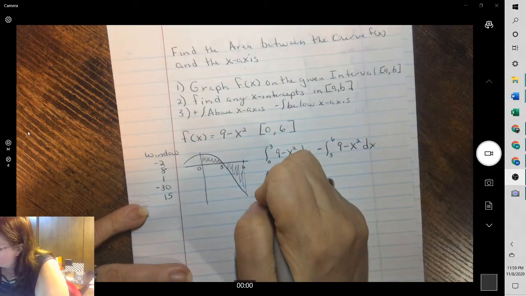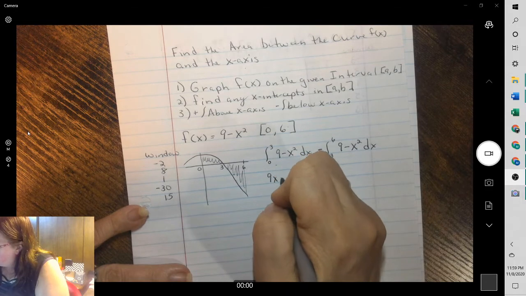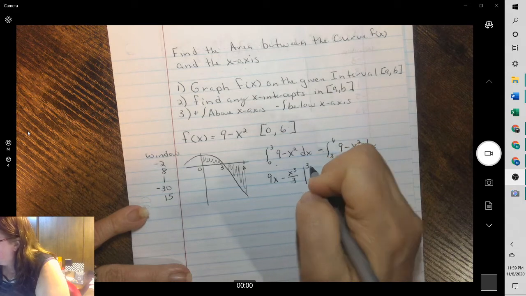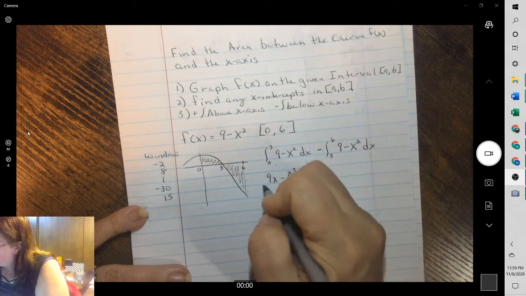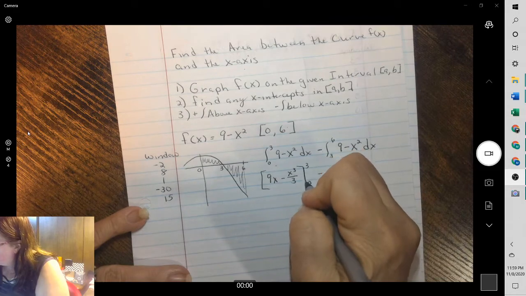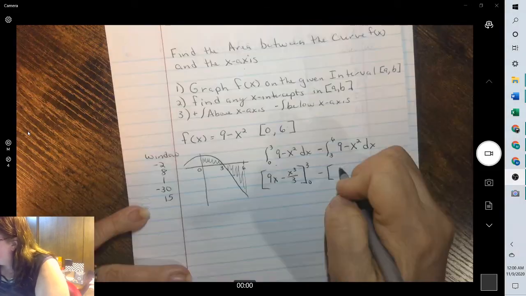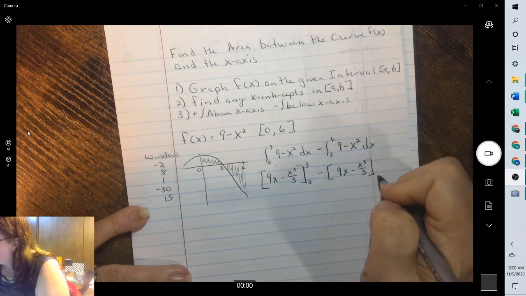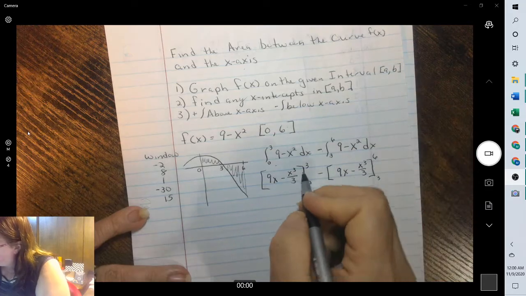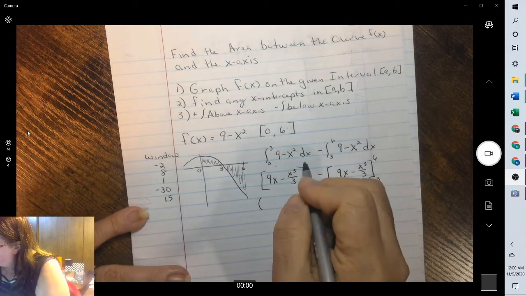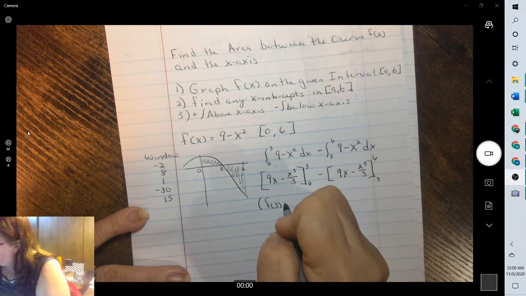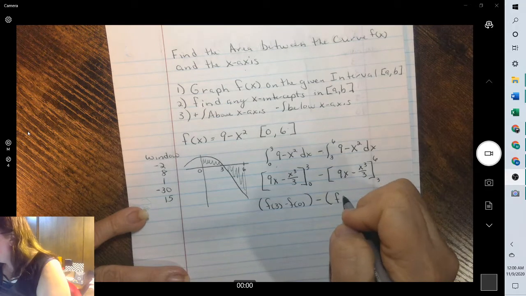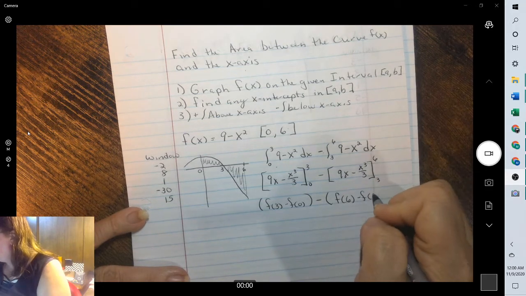So we take the integral. 9x minus x cubed over 3 from 0 to 3 minus 9x minus x cubed over 3 from 3 to 6. So this one is top minus bottom, f of 3 minus f of 0. And then f of 6 minus f of 3.